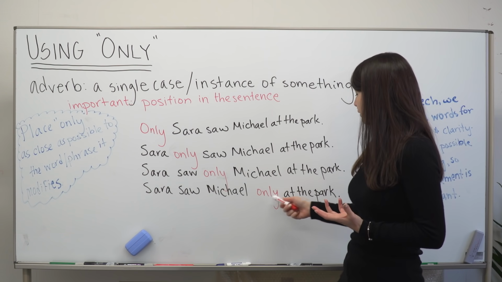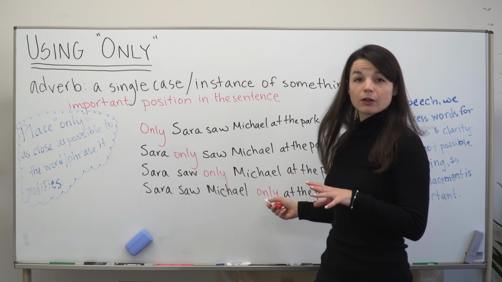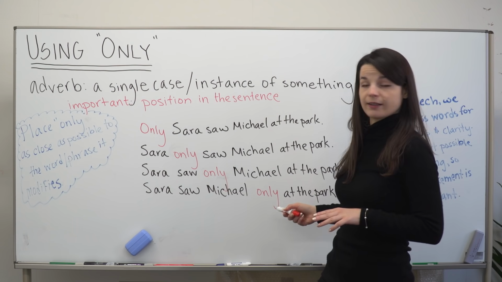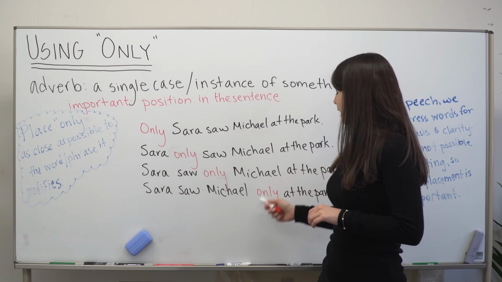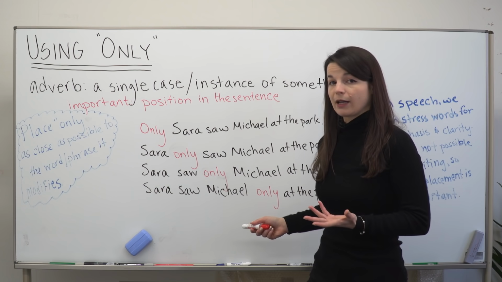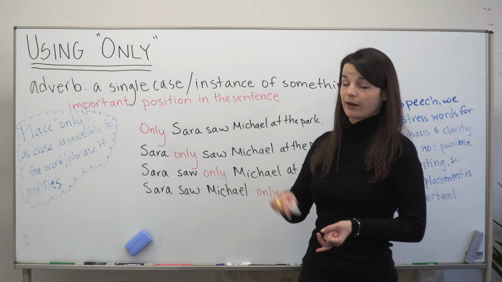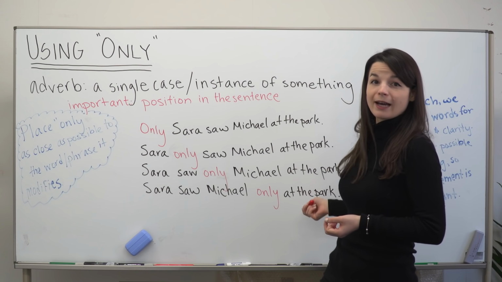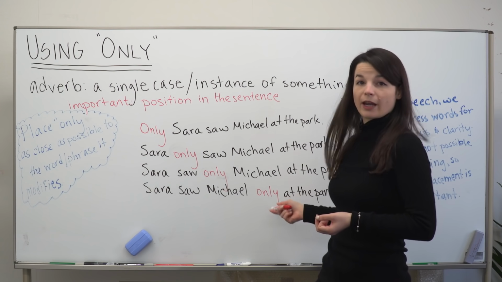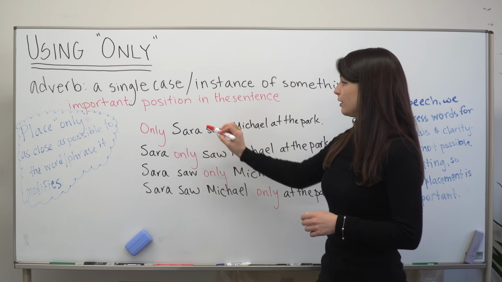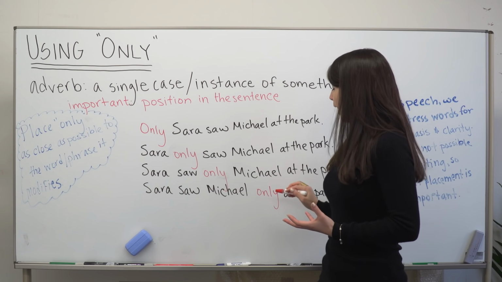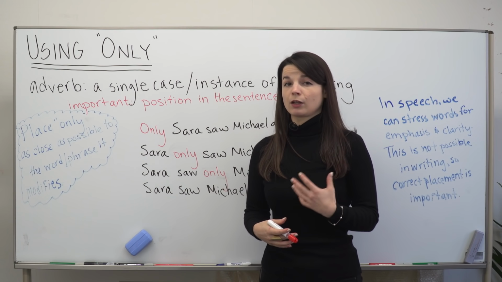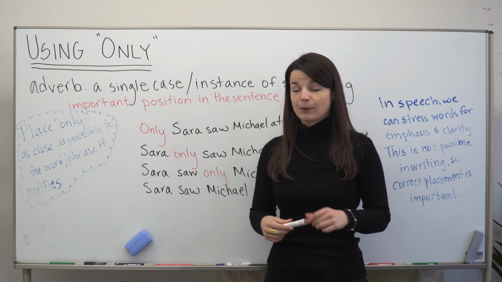Sarah saw Michael only at the park. So here, the word only is coming before this phrase, at the park, this location in this case, meaning that there was a single place where Sarah saw Michael. So Sarah did not see Michael at the supermarket. She did not see him at the store. She did not see him at school. She saw him only at the park. So there's a single location where she saw Michael. So these four sentences show us how much the meaning of a sentence can change depending on our placement of the word only. So it's important to keep in mind.